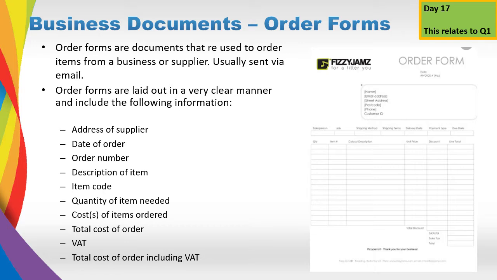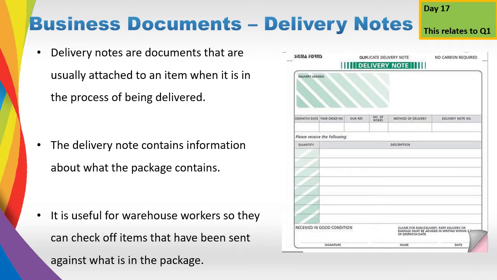Order forms are laid out in a very clear manner, so they should contain the following information that I've put in the list: the address of the supplier, the date that the order was made and the order number, a description of the item and the item code so we know what the customer wants, the quantity, so how many the customer would like, the costs, the total cost of the order, any VAT, and then the total including that VAT as well. So it's a nice clear document.